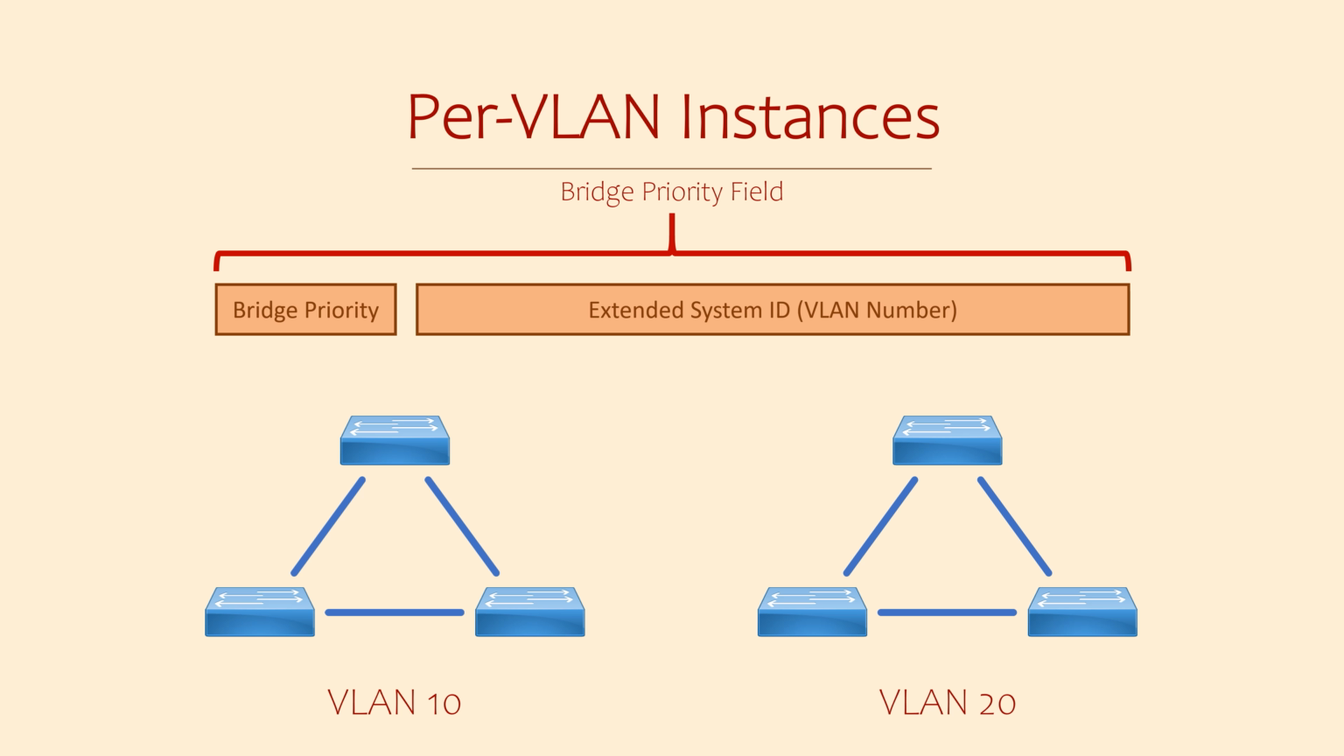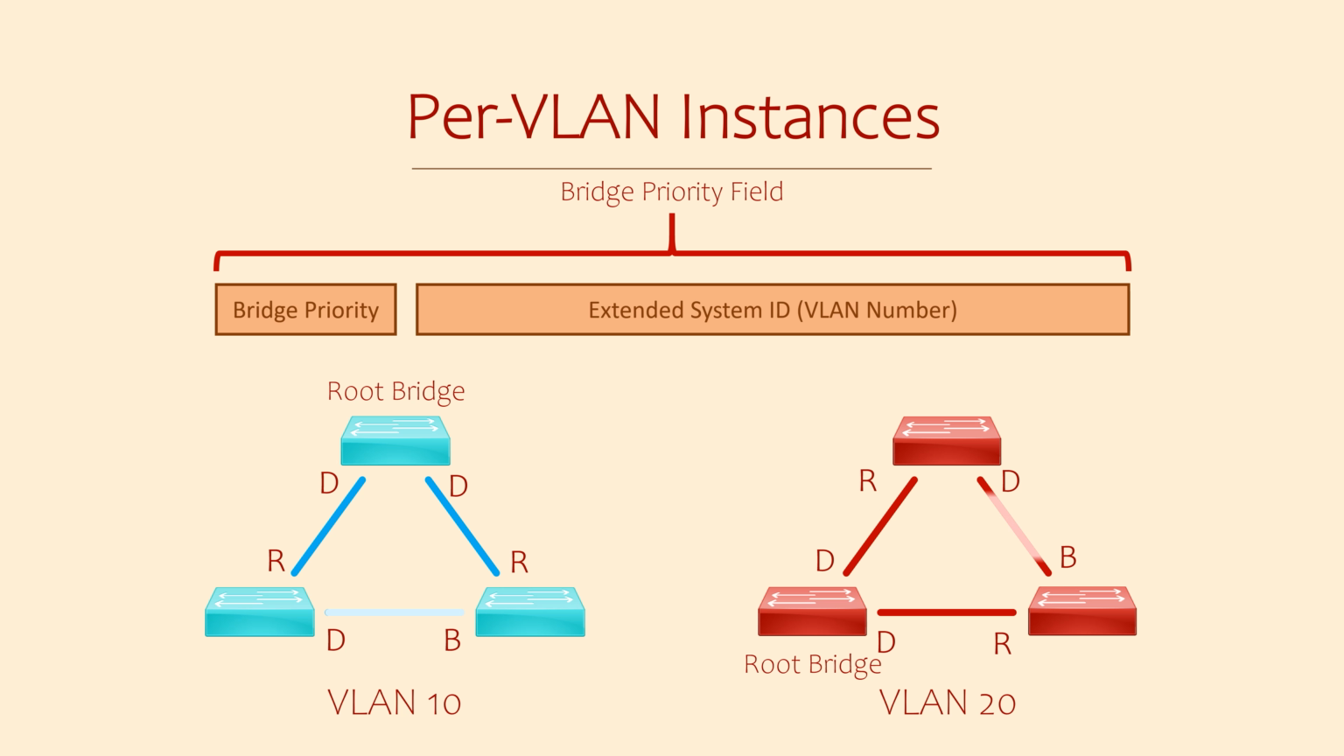Take this topology for example. We have two VLANs, 10 and 20. We can configure different priorities, root bridges, and link costs for each VLAN. This means that the switch selected to be the root bridge for VLAN 10 may be entirely different to the switch selected to be root bridge for VLAN 20. There are pros and cons to this approach, of course.